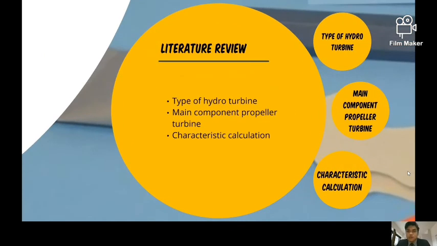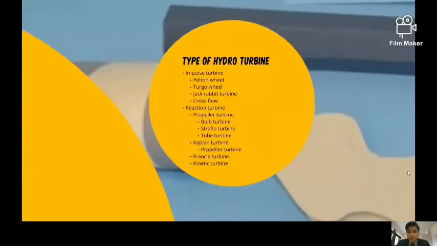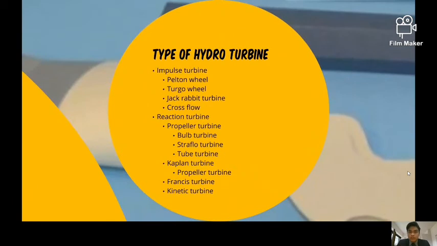Next is the literature review. There are several parts in the literature review. The first one is the type of hydro turbine. The types of hydro turbine are divided into two. The first one is the impulse turbine, and the impulse turbine is divided into three: Pelton wheel, turgo wheel, and cross flow.